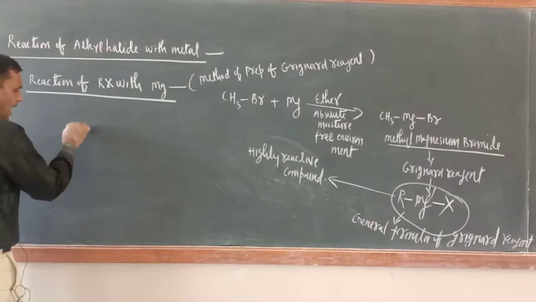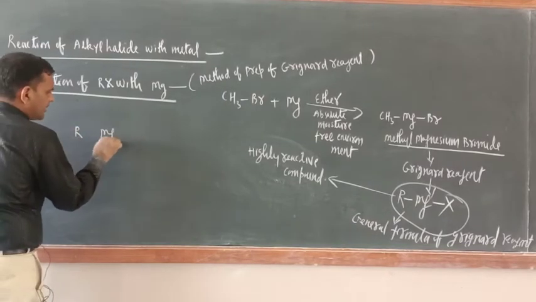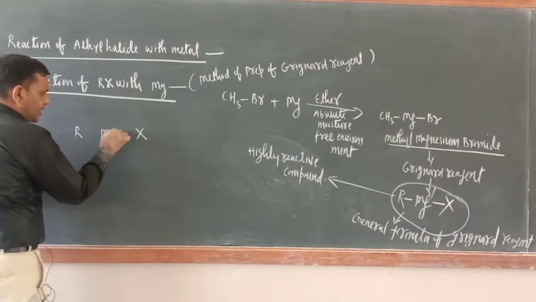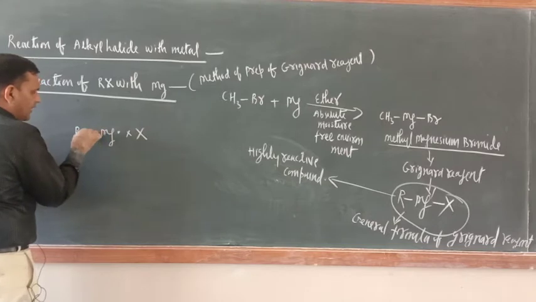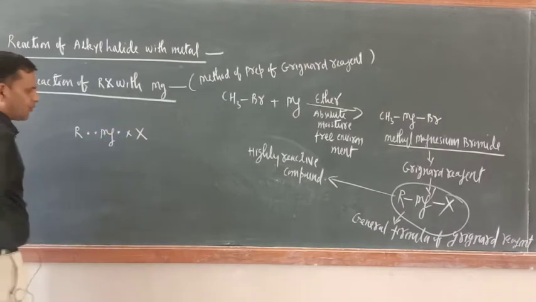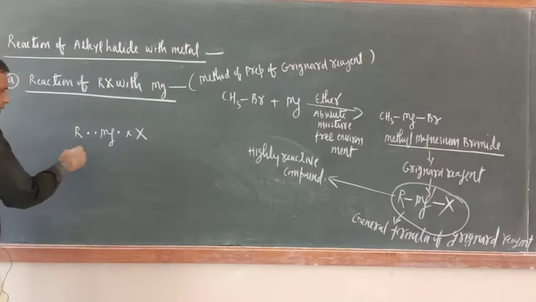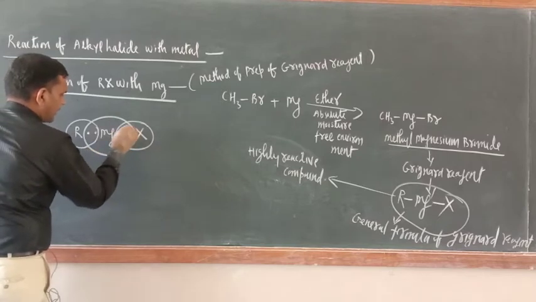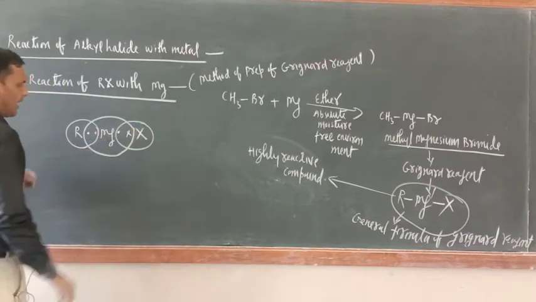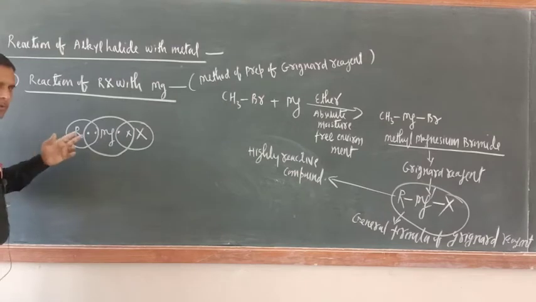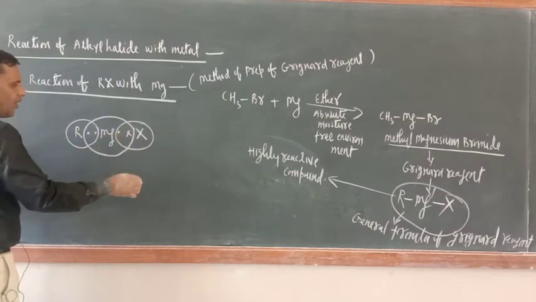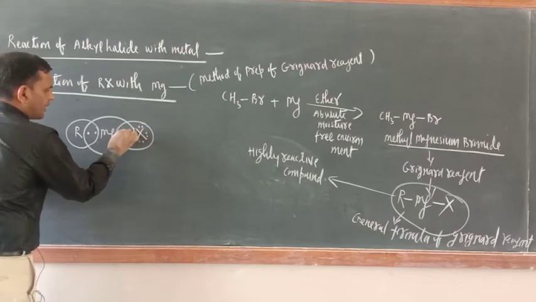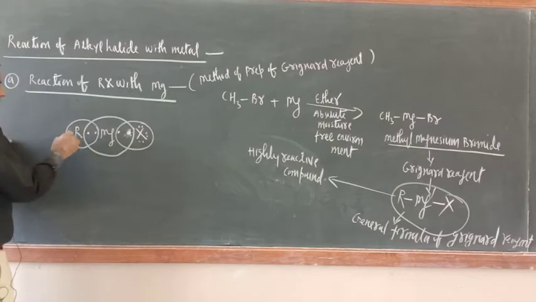Just see, R, Mg and X. Actually it is a covalent compound. There is a sharing of 1 electron between R and Mg. Around the magnesium, how many electrons are there? 2 electrons. Around the magnesium only, 4 electrons are there, 2 and 2. The octet is not completed, while the octet of halogen is completed.